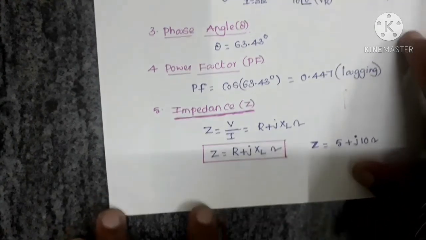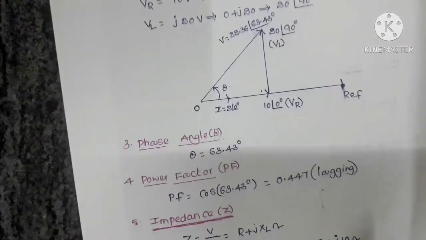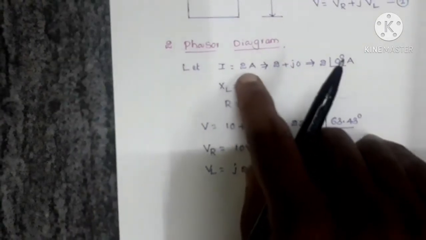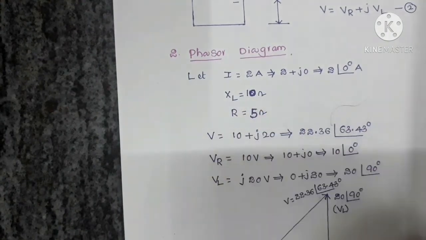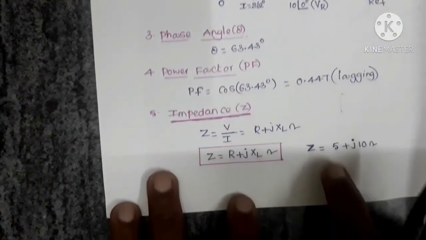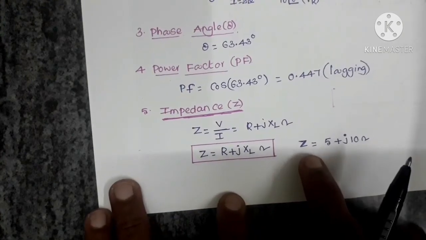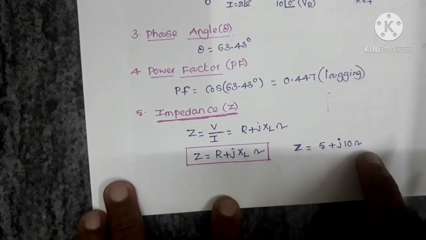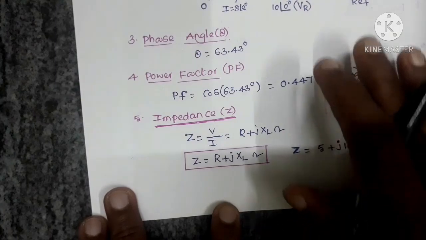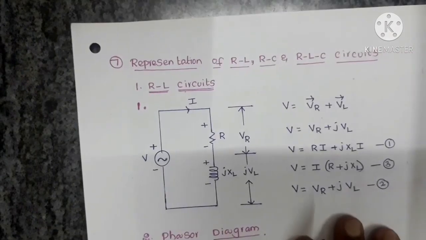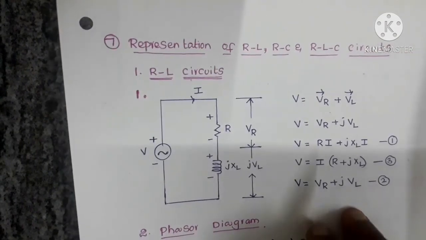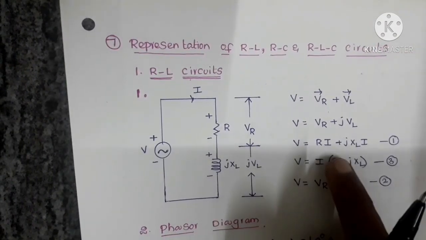In this example, where I equals 2 amperes, XL equals 10 ohms and R equals 5 ohms, the impedance offered by the circuit is Z equals 5 plus j10 ohms. So this is about the representation of the RL circuit. In the next video, I take up the representation of the RC circuit.